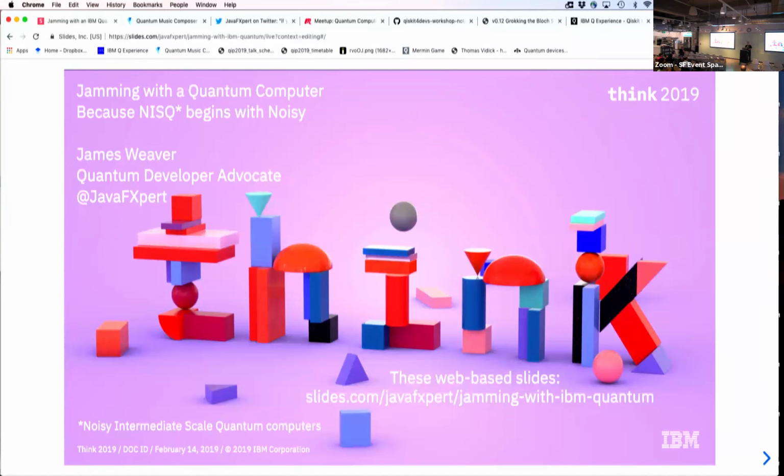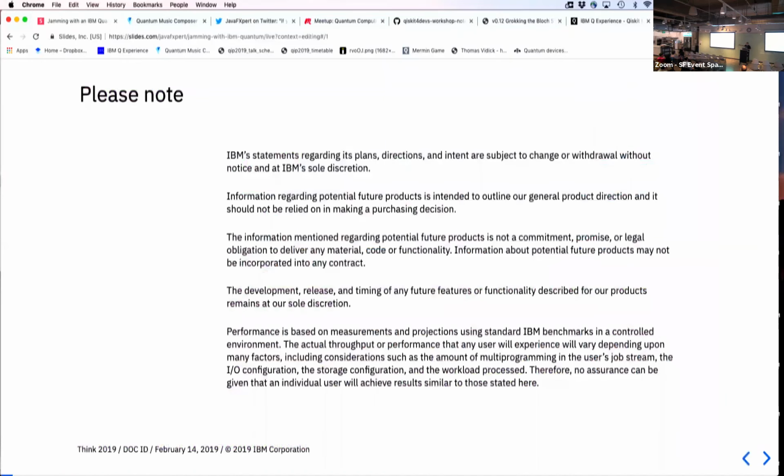I'm going to need you in a second, Bob. I want to get a selfie with the audience. Okay. So my name is James Weaver. I think I've met all of you. And I'm a quantum developer advocate with IBM Quantum. My slides are actually here, if you just go to slides.com/JavaFExpert, that's my Twitter handle, JavaFExpert, and then jamming-with-IBM-quantum. Then you can see these slides, and there are a lot of links in here to demos and things like that. So this is some legal stuff from IBM. It means don't trust anything I say.